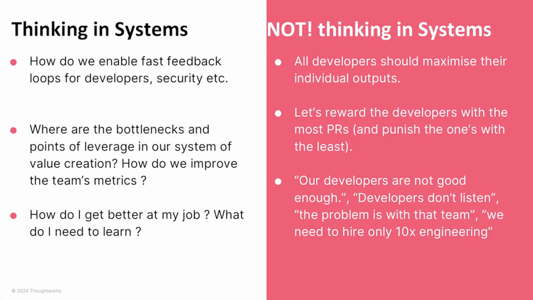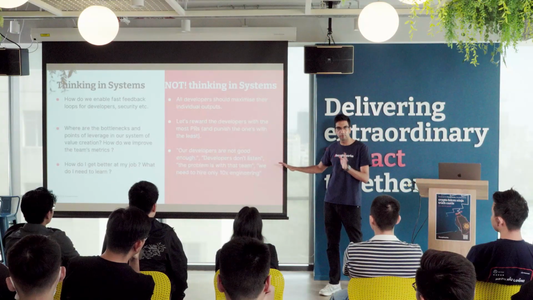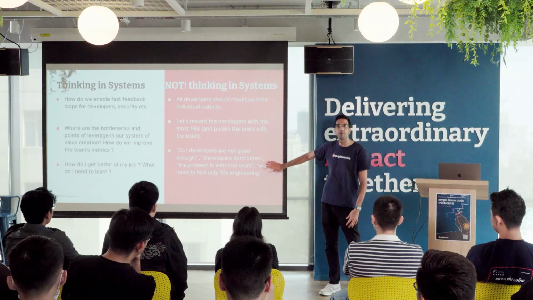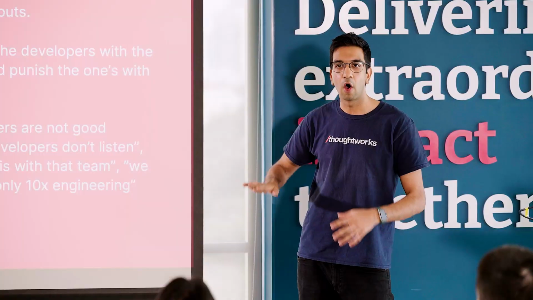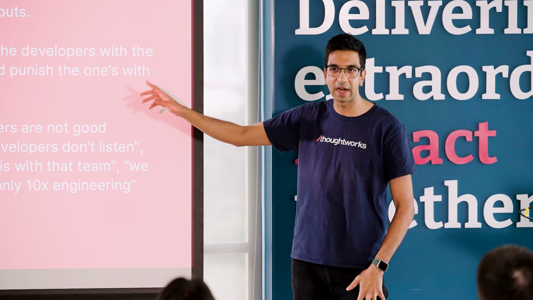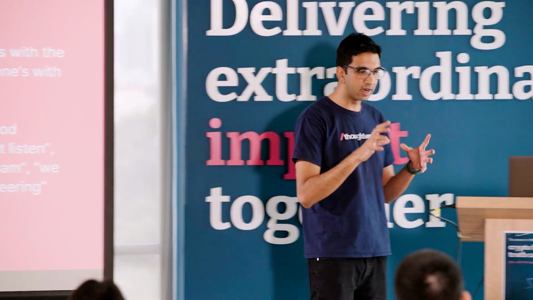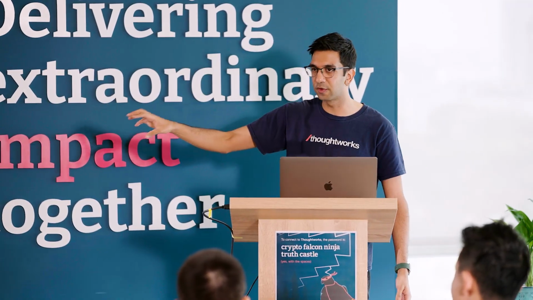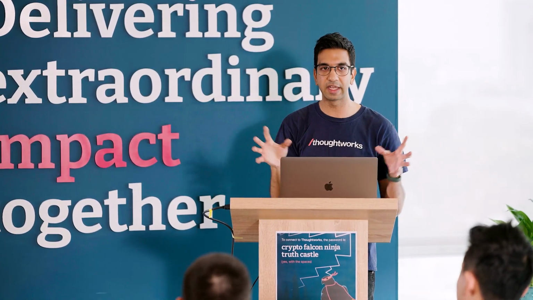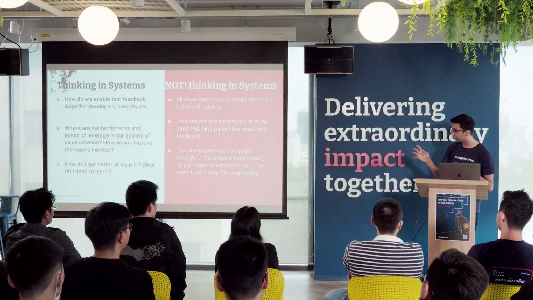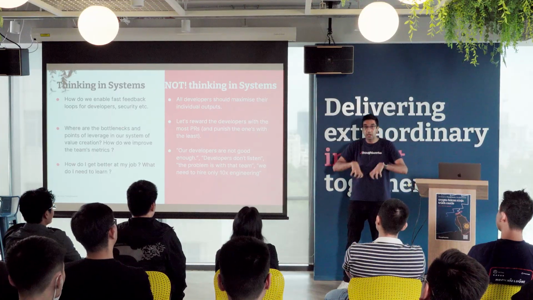So these are a few ways where, when you hear these things about your developer experience and productivity, you ask: am I thinking in systems, or am I not? A few that I'll highlight: I've often heard, we can't perform because our developers are not good enough. Or, the problem is with that team, they don't work well with us. So whenever you find yourself finding the problem in a group of people or specific individuals, you're probably not thinking in systems.